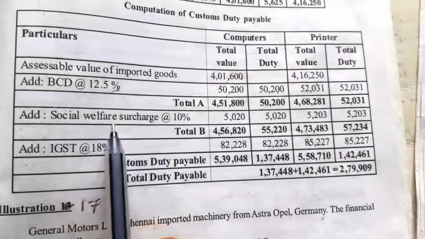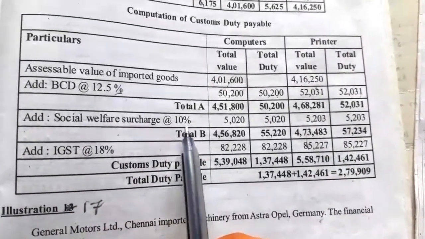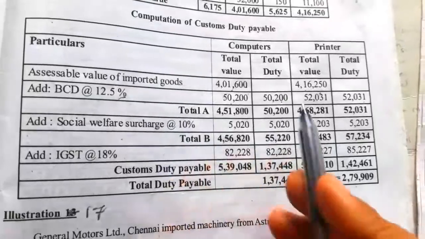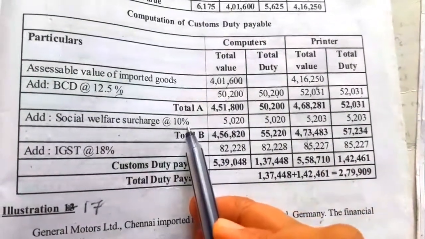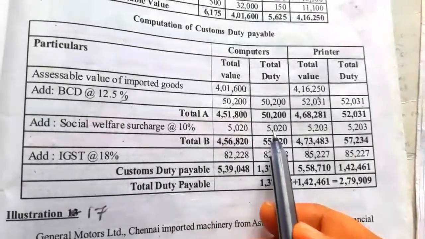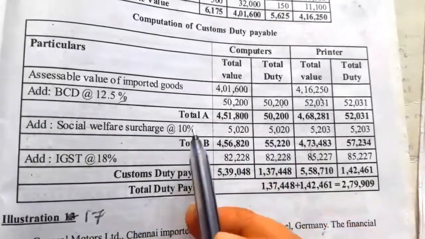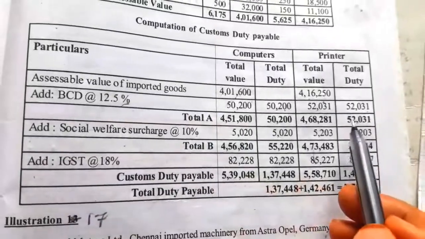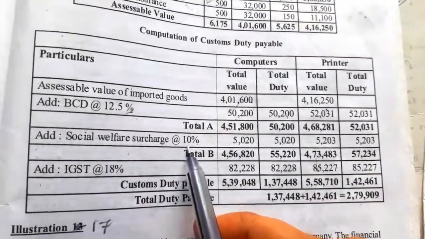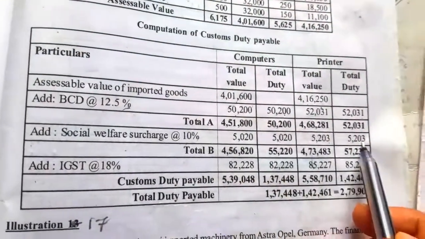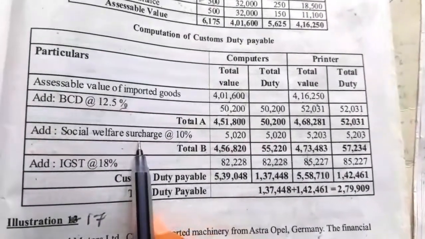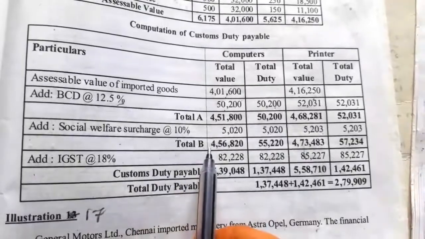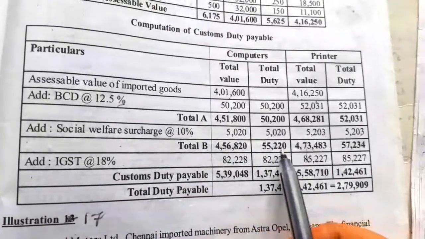Next we have to add social welfare surcharge at 10%, which we calculate on the duty value. Show the calculation: 50,200 into 10% is equal to 5,020 for the computer, and for the printer 52,031 into 10% is equal to 5,203. Next we take subtotal B. There is no anti-dumping duty or safeguard duty, so that is the total.